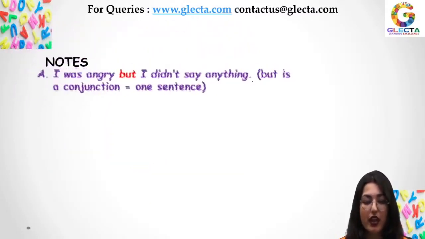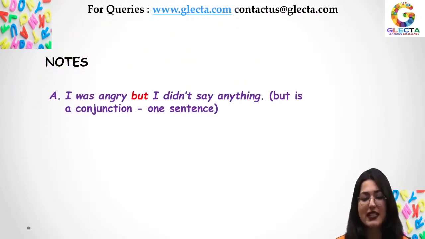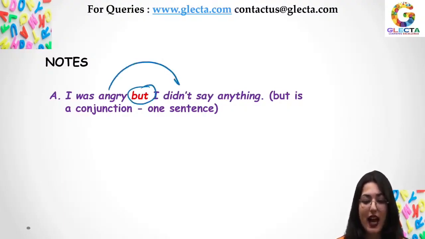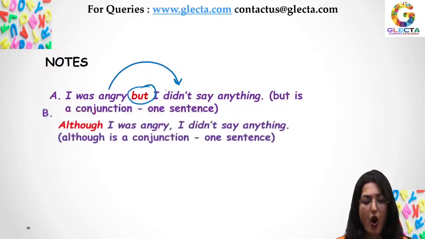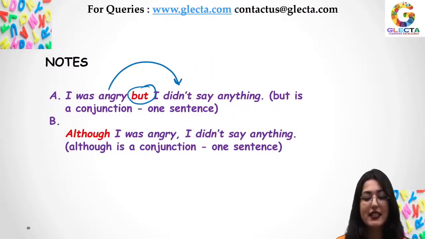Now, I was angry, but I didn't say anything. But, as a conjunction, makes one sentence. Here we can say that these two clauses are joined completely just because of this but. Although I was angry, I didn't say anything. So also we can say that although is a kind of conjunction in one sentence.